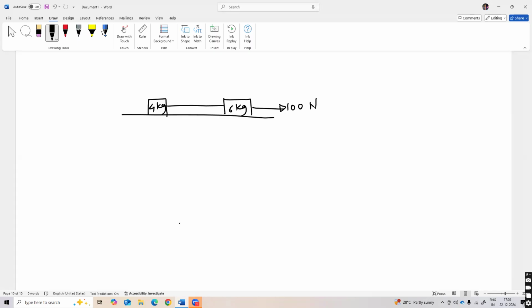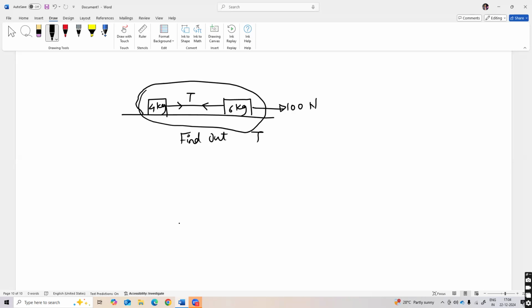So of course there will be tension in the string. Let's say it is T. So the question is: find out what is the value of T. In this case, let's consider this as a complete system. When we are applying some force, the whole system will move together. So the net force acting on this system is 100 Newton.